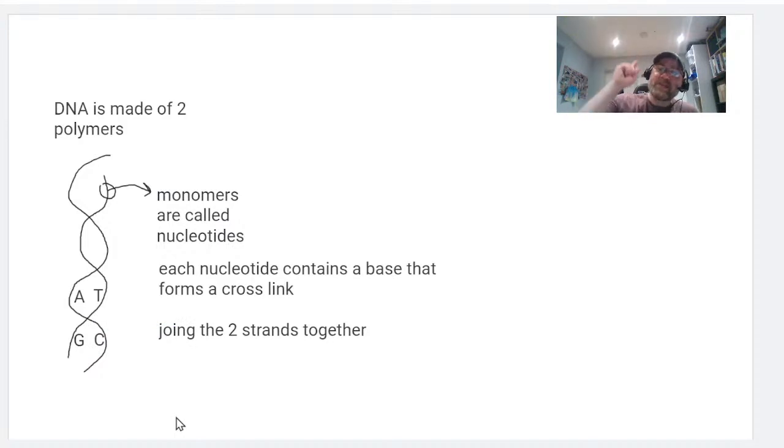Each monomer, each single unit of DNA, has one of these letters called bases. But you really just need to know it's a double helix, it's two strands. There are monomers called nucleotides that make up the polymer that's DNA. DNA stands for deoxyribonucleic acid. It's a polynucleotide, so it's a long strand. But yeah, there's not a lot to know there.